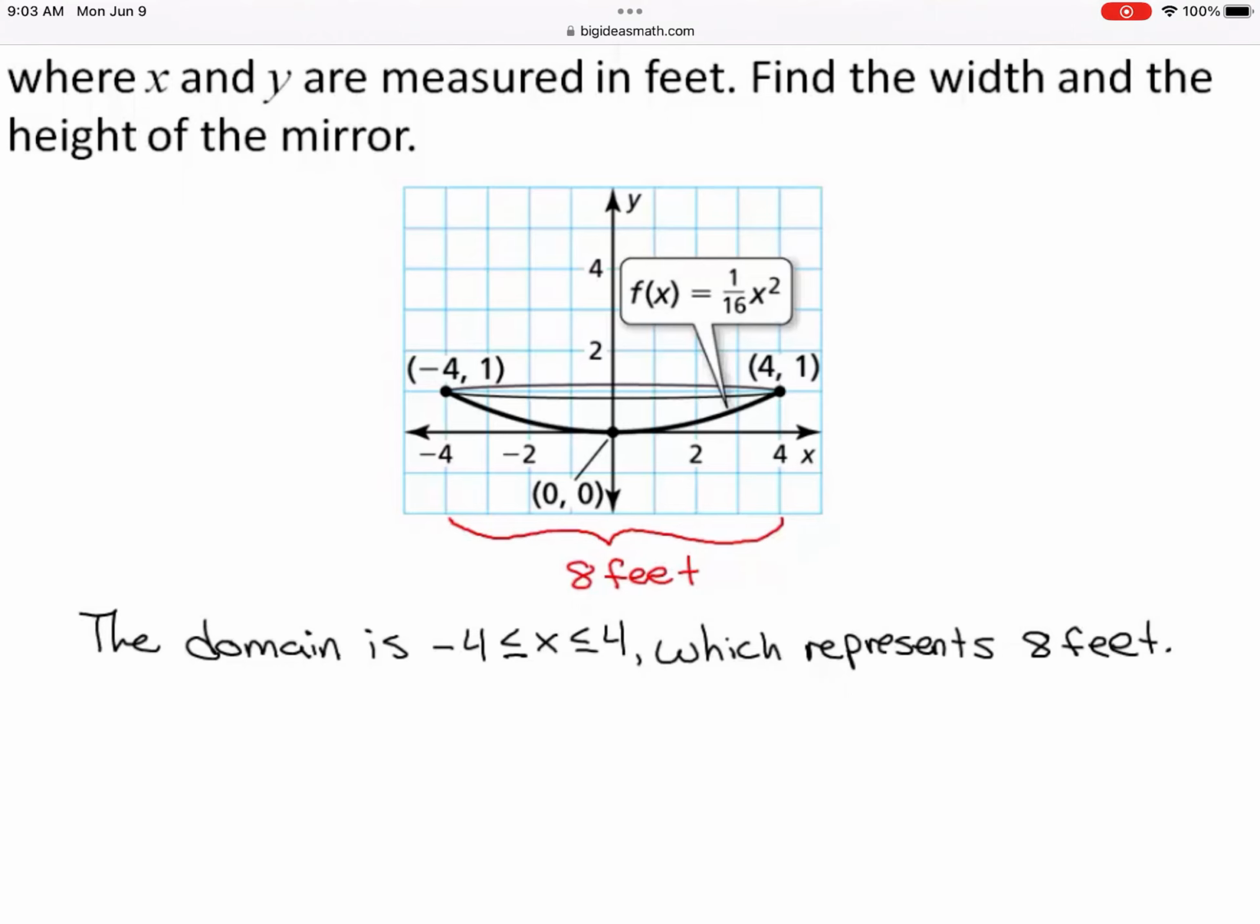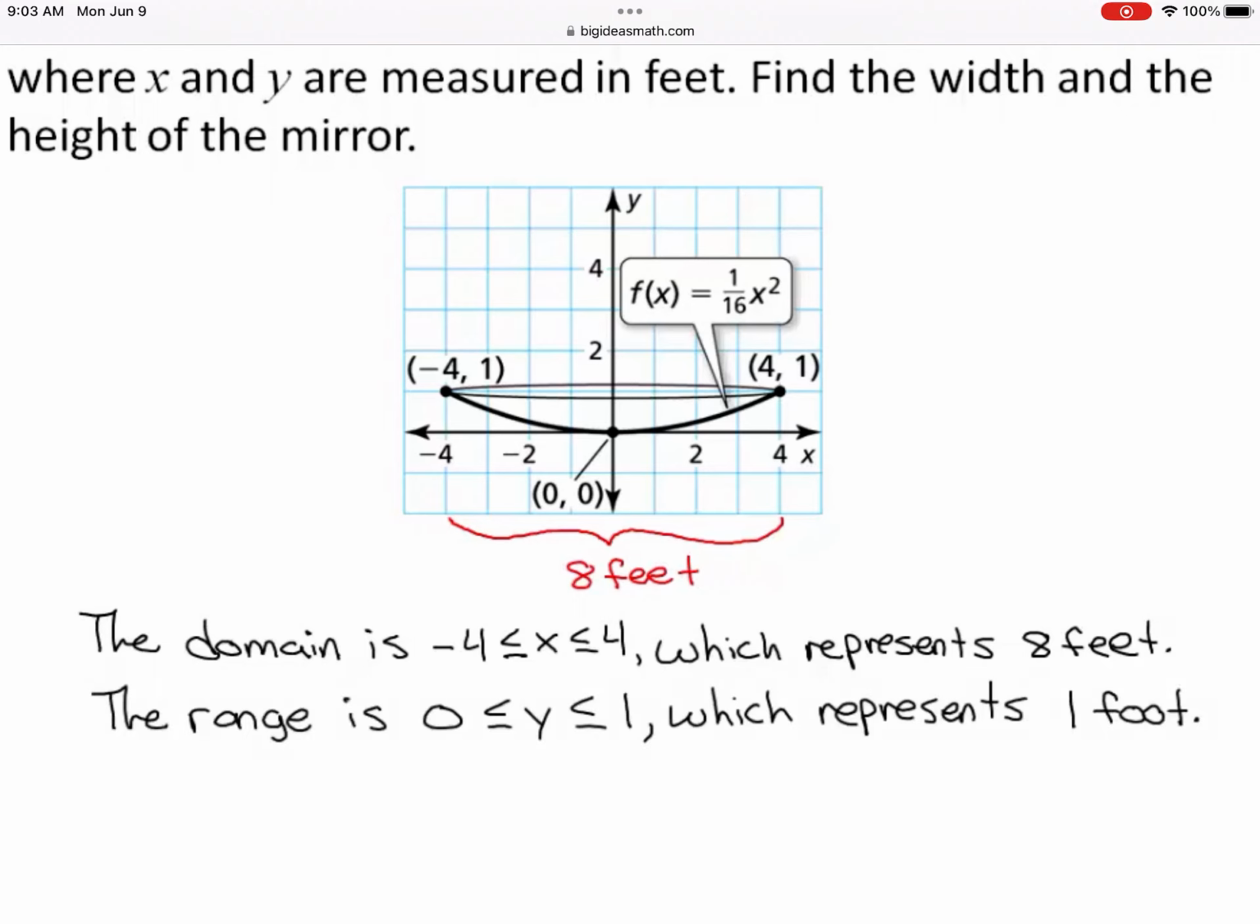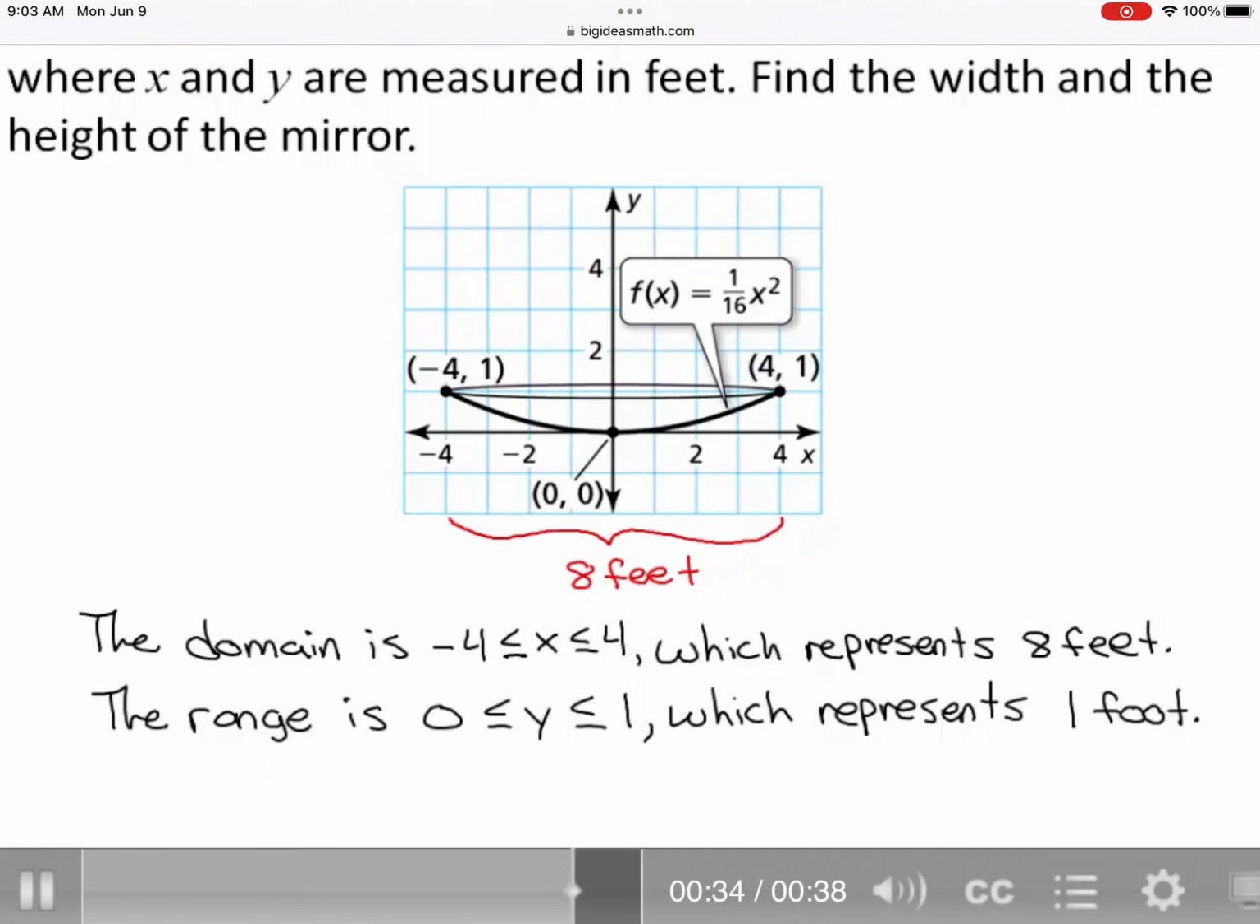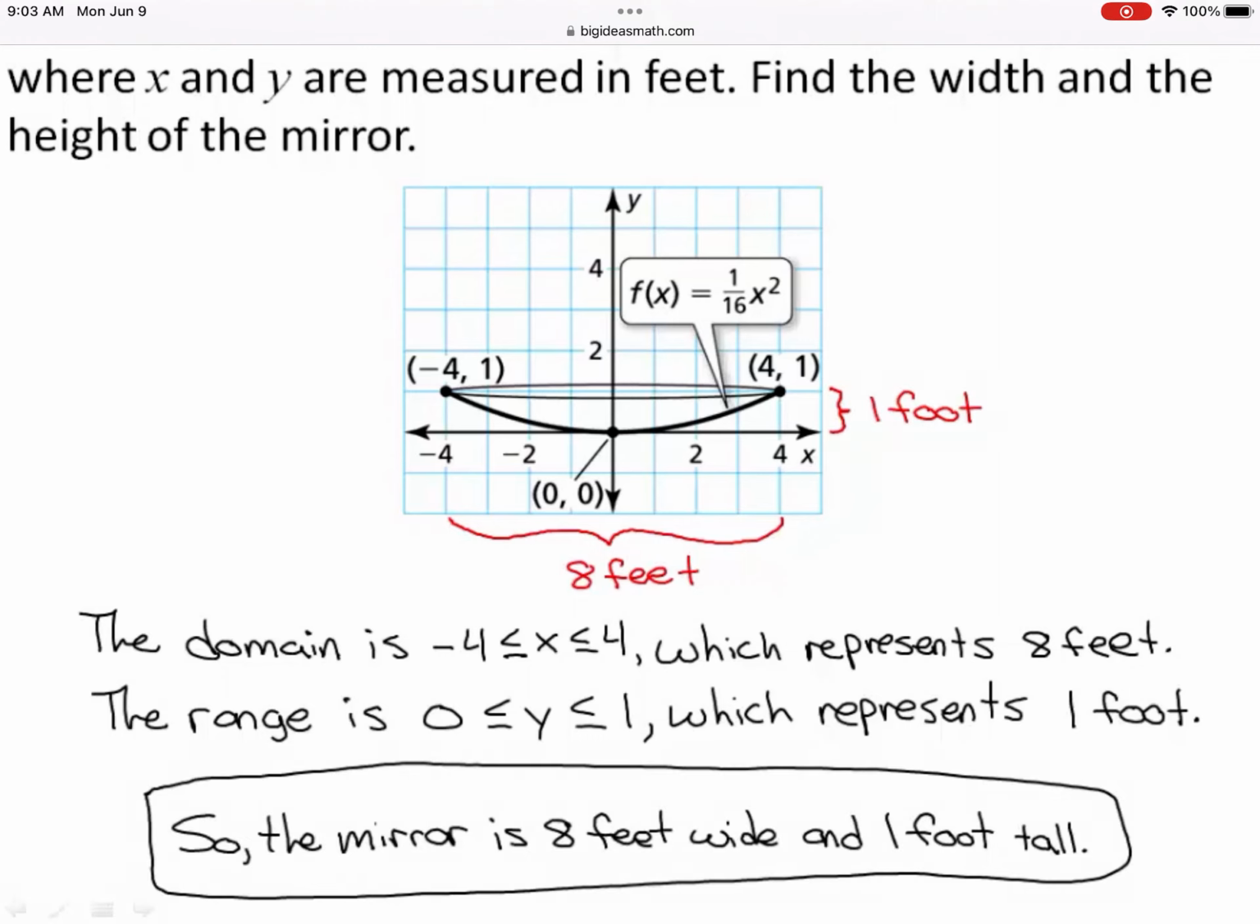The lowest point on the graph is (0, 0), and the highest points on the graph are (-4, 1) and (4, 1). So the range is 0 less than or equal to y and y less than or equal to 1, which represents 1 foot. So the mirror is 8 feet wide and 1 foot tall.